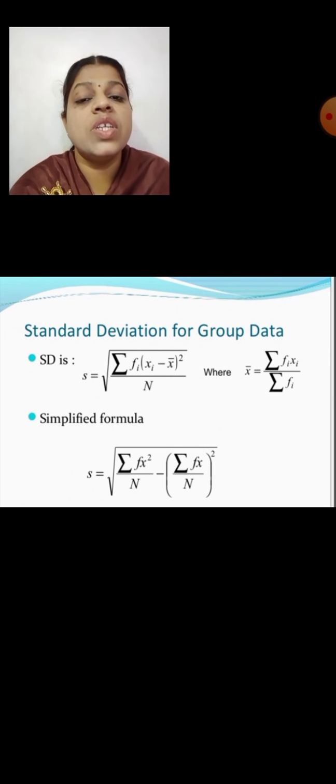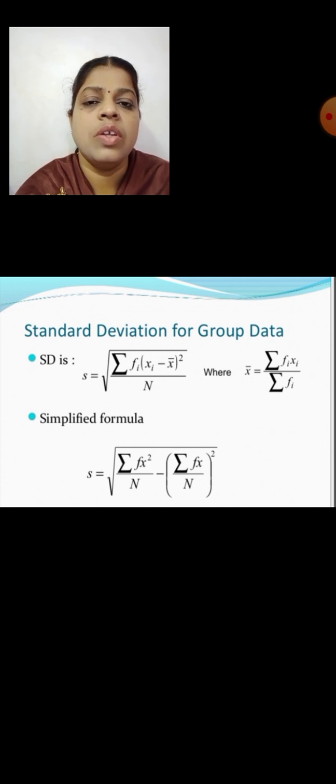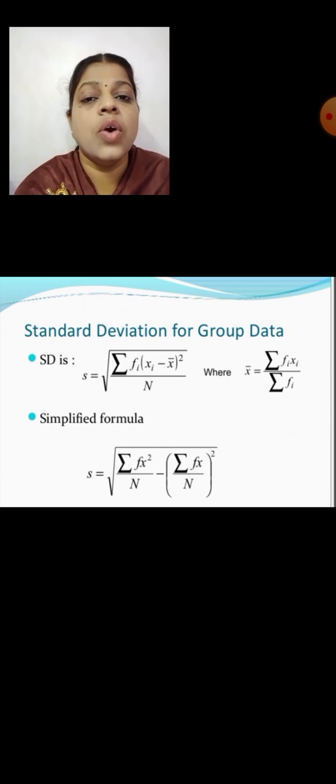So children, what is the difference between the grouped data and ungrouped data? We know that in the ungrouped data, only the values of the variables will be given, whereas in this grouped data, its related frequencies also will be there. So here we can see that the simplified formula for calculating the standard deviation is the root of sigma fx square by n minus sigma fx by n whole square.